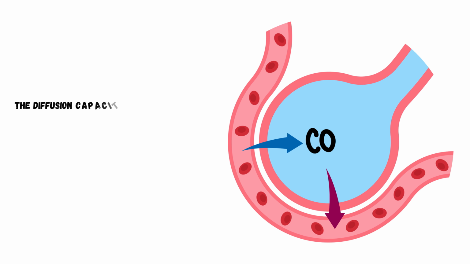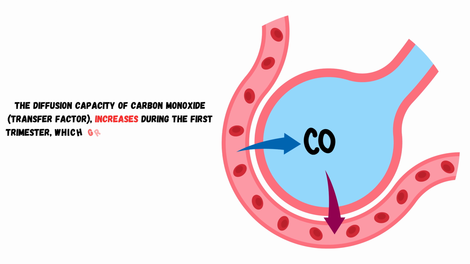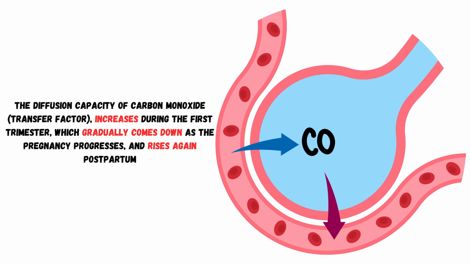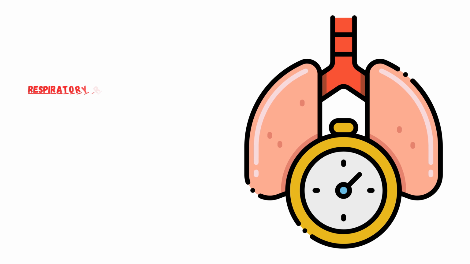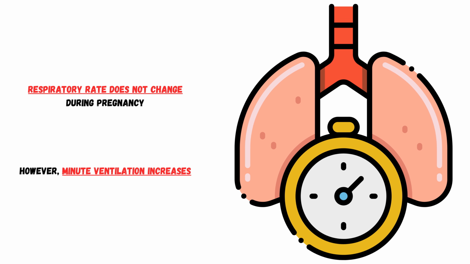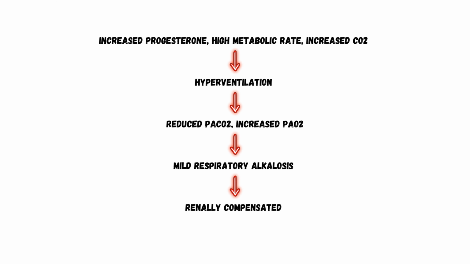The diffusion capacity of carbon monoxide, also known as transfer factor, increases during the first trimester, which gradually comes down as the pregnancy progresses and rises again postpartum. Respiratory rate does not change during pregnancy. However, minute ventilation increases. Increased progesterone level, high metabolic rate, and increased carbon dioxide production cause hyperventilation, which causes reduced PaCO2 and increased PaO2, resulting in mild respiratory alkalosis, which is renally compensated.